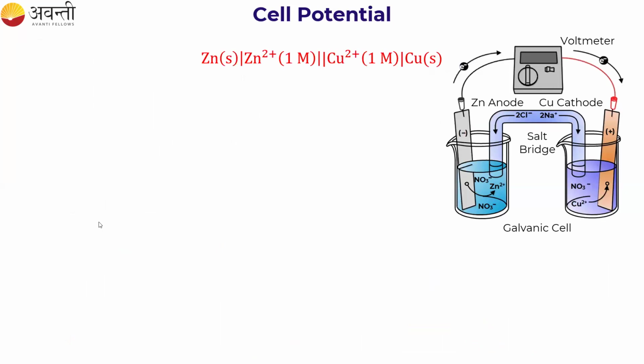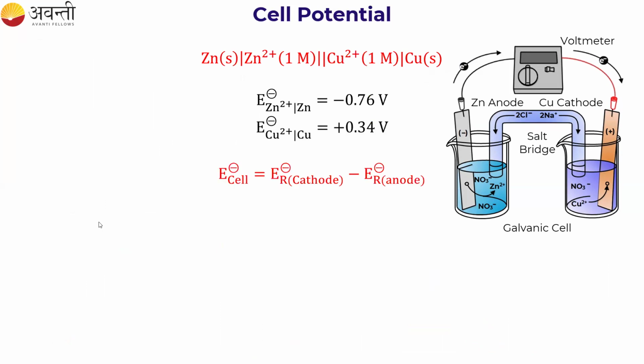Here I am taking that cell, where the E naught value for both is written. We have also studied this cathode minus anode formula. Now find the E naught value. What is the E naught value for the cathode? At the cathode reduction happens, so copper 2 plus is getting reduced to copper and the value is plus 0.34. And at the anode, oxidation occurs.